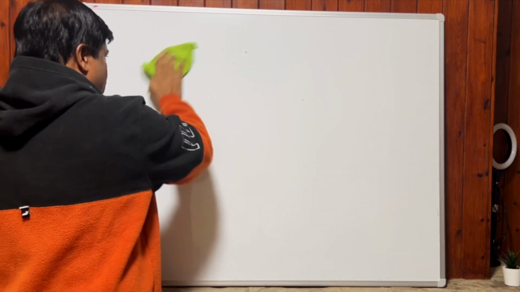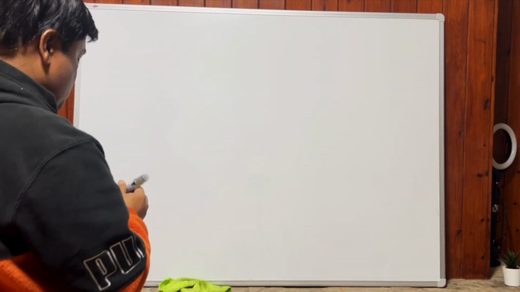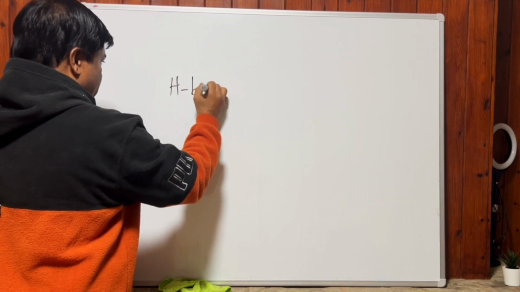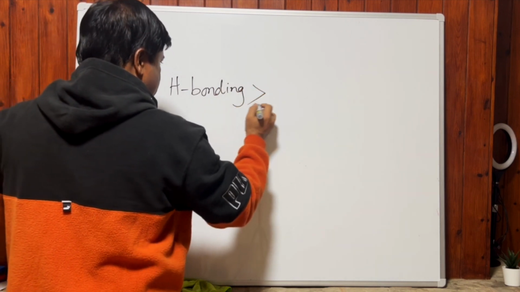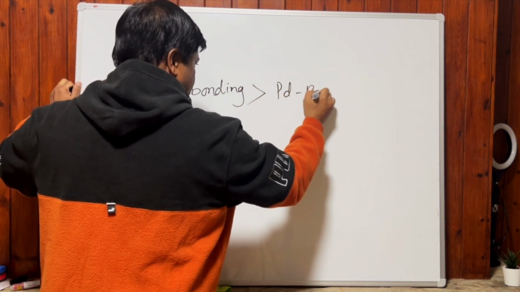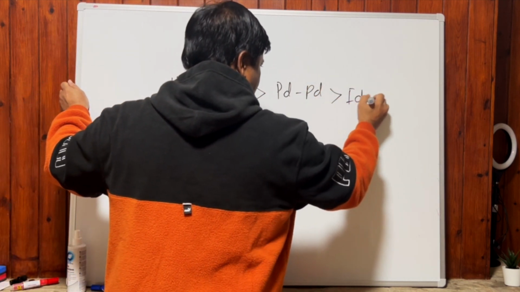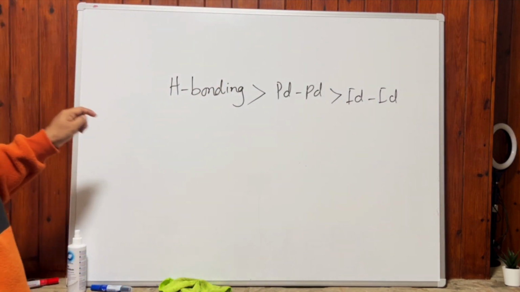First, hydrogen bonding. Hydrogen bonding is the strongest one because it's a type of electrostatic force of attraction. The first one is hydrogen bonding, H bonding, the second one is permanent dipole, PD, and the third one is ID, which is also called van der Waals force of attraction.